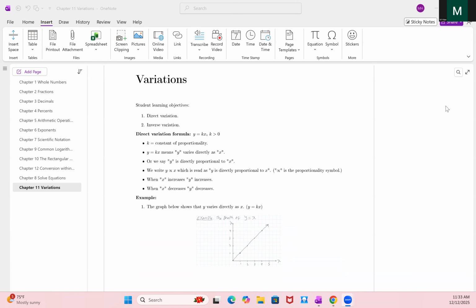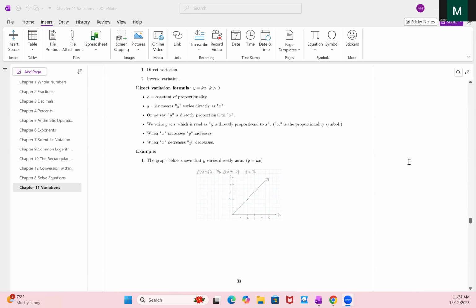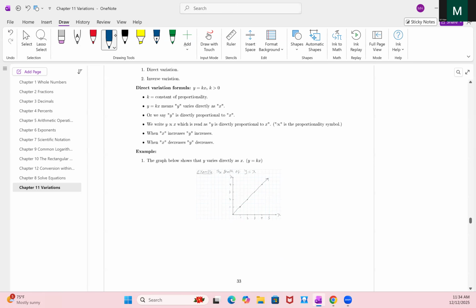So we write using this symbol, which is read as y is directly proportional to x. The symbol is the proportionality symbol. When x increases, y increases, and when x decreases, y decreases. The graph below shows that y varies directly as x, which is the graph of y is equal to x. We can see on the graph, as x is increasing, y is also increasing. So this is a direct variation.